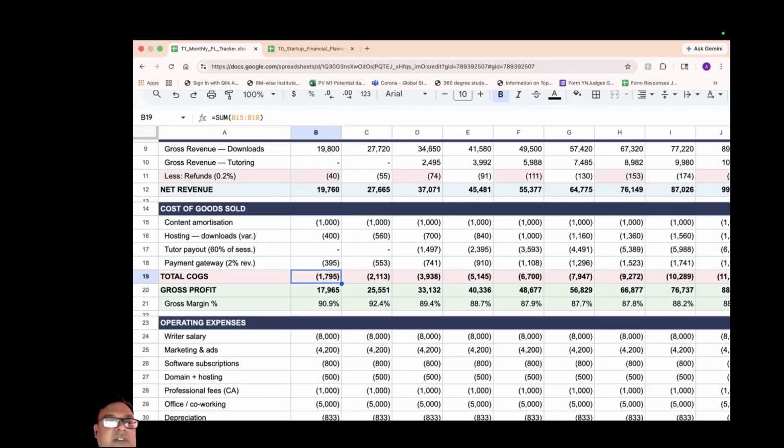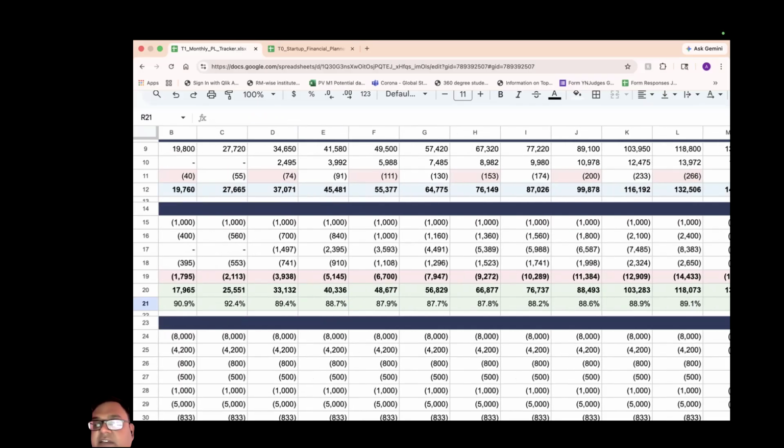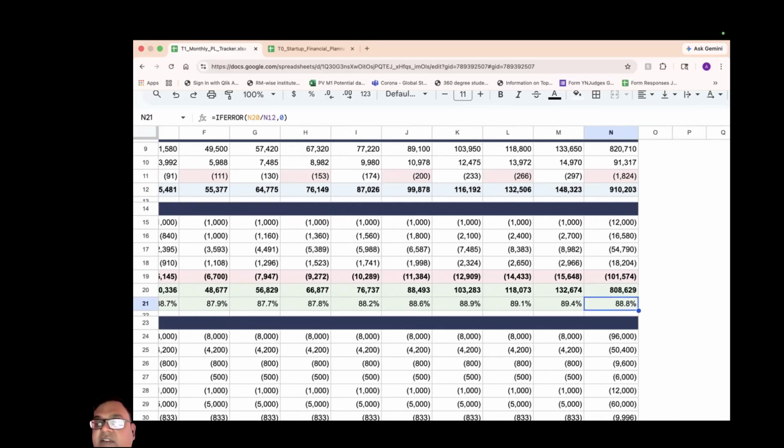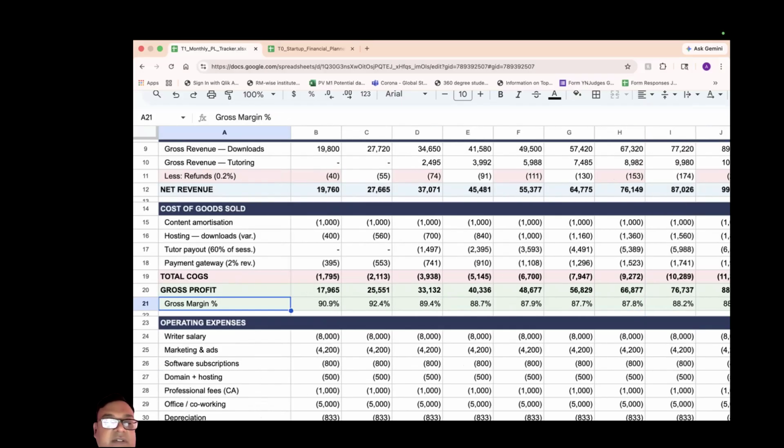Total COGS. How do you calculate COGS? This minus this amount. But this is already negative. So obviously you have to add it. Okay. Right? So this one and this one. If you add both, you will get 17,009, which is 90.9%. Okay. How do you calculate it? You take this gross profit, divide it by 19,760 and multiply it by 100. Okay. Very simple. And likewise, you can do it for the entire year, right? Towards the end, if you see, it's 88.8%.